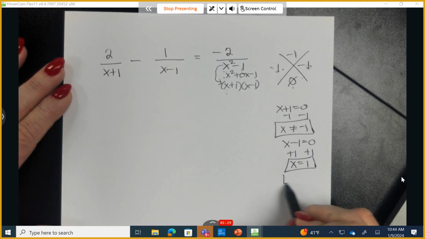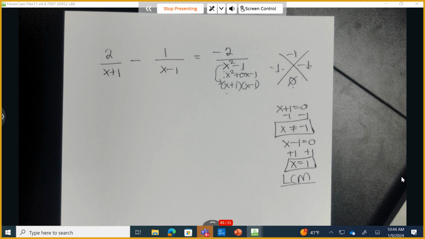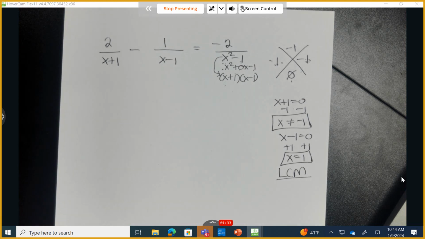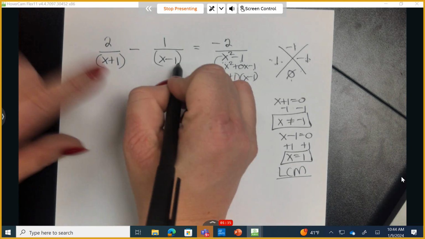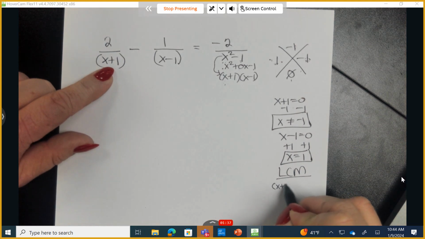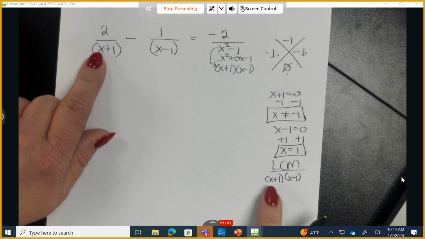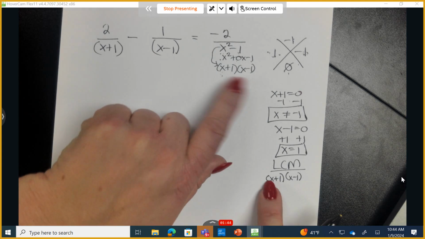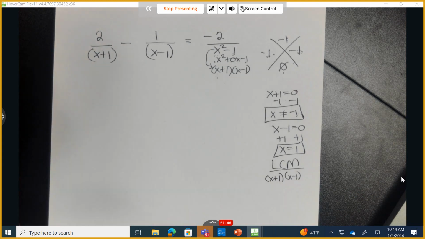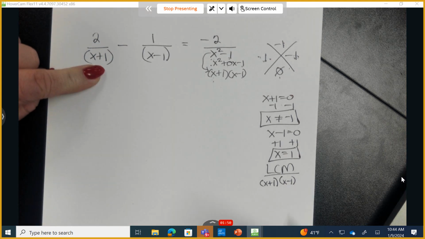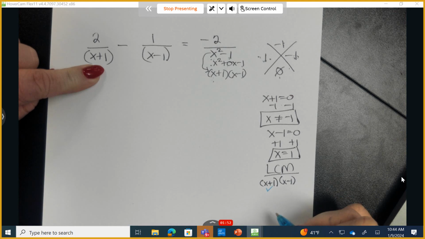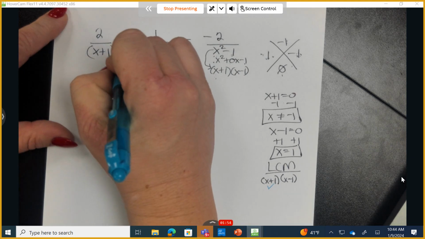Step number 2 is we are going to identify how to get this common denominator using the LCM method. So when I look up here, I see a group of x plus 1, so I'm going to write that down. And I see a group of x minus 1. This one has x plus 1, this one has x minus 1, and this one has them both. So when I try to find that least common multiple, I come back to this first one, it has x plus 1, what is it missing? It's missing x minus 1.